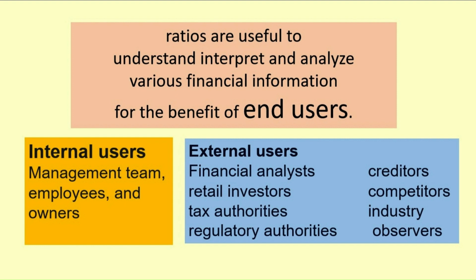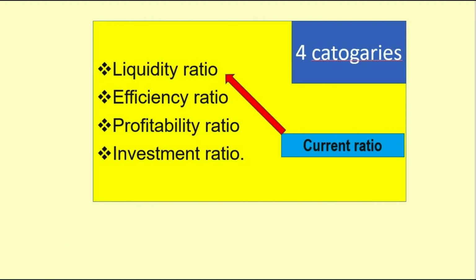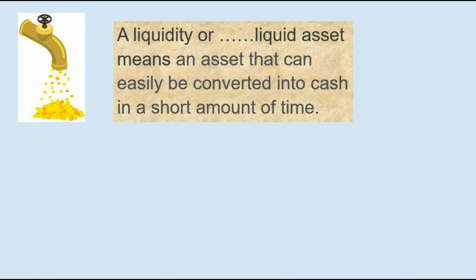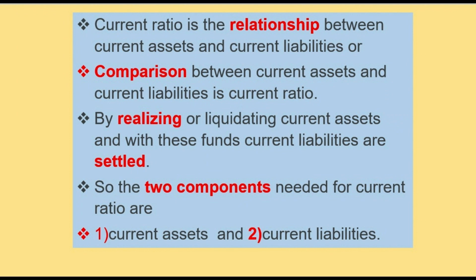Accounting ratios are classified into broadly 4 categories: liquidity ratio, efficiency ratio, profitability ratio, and investment ratio. Current ratio will come under liquidity ratio. A liquidity or liquid asset means an asset that can easily be converted into cash in a short amount of time. Therefore, the current ratio is the relationship between current assets and current liabilities, or comparison between current assets and current liabilities is current ratio.